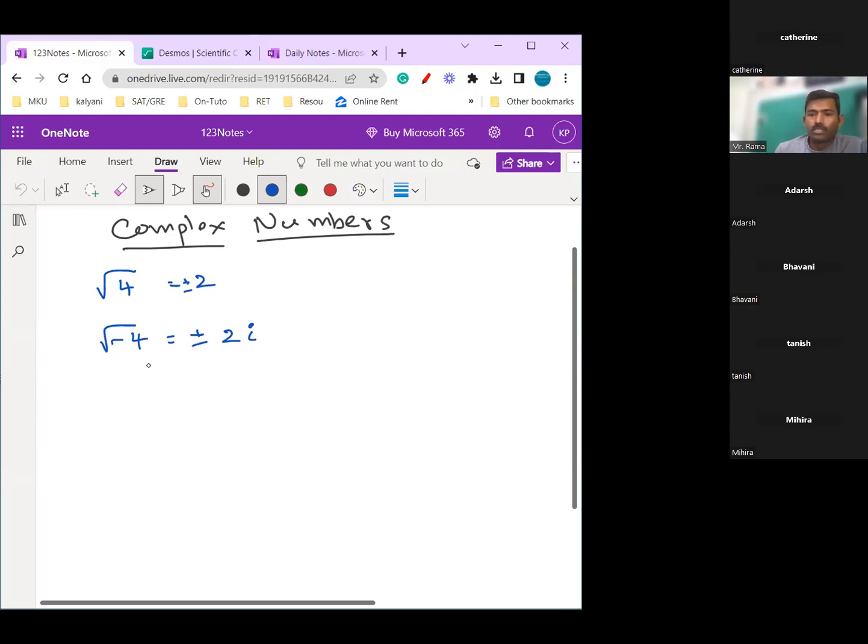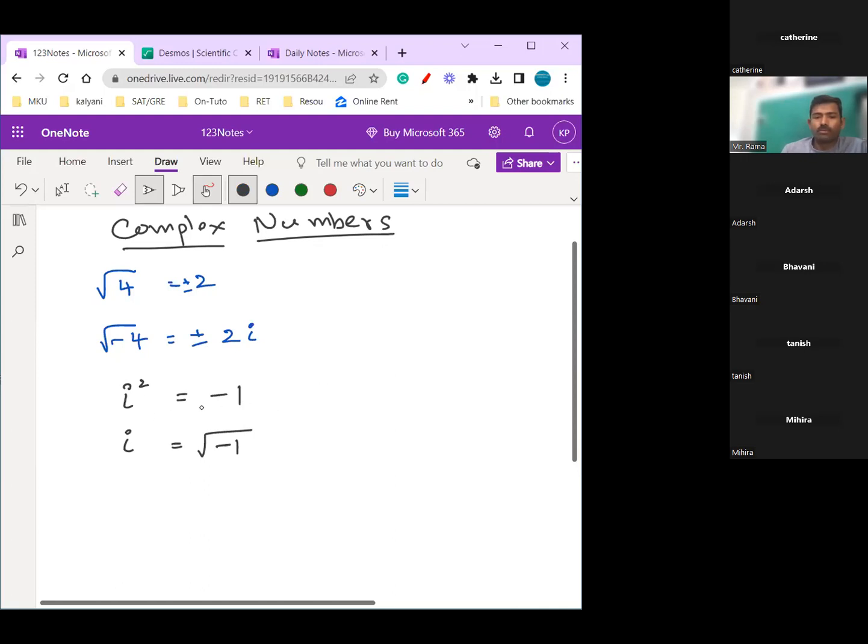Okay, so far it's good. In order to find the i value, we have a few things to learn. So i squared is -1, and i is the square root of -1. So the square root of -1, we can write as i, and then i squared is -1.